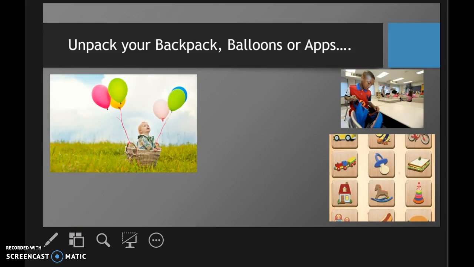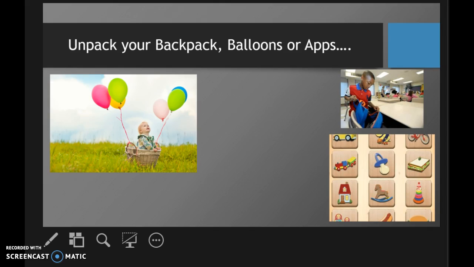So picture each child that comes to your class or into your clinic or wherever you have interaction with children, that they have an invisible backpack or invisible balloons hanging over their head, or even apps, essentially, to put it in a technological sense.